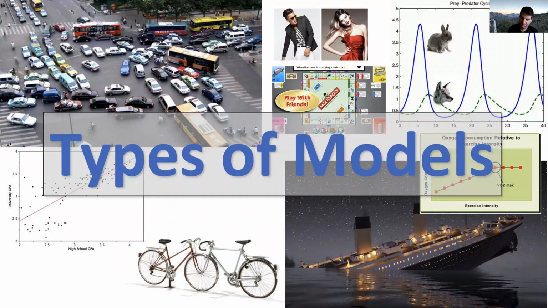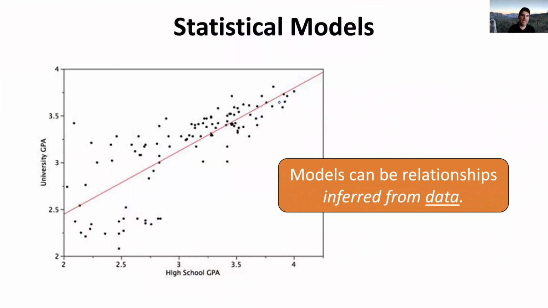All right, so the types of models that we work with or that we see in engineering and in science in general. There are statistical models. So I have a bunch of data, like here, high school GPA is one variable, university GPA another variable. I plot a scatter plot, and I can do a linear regression. I can plot a line through it. So the model is the line. It is a relationship inferred from data.